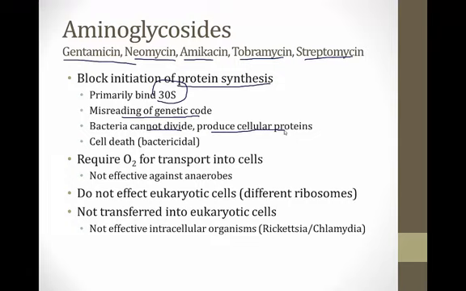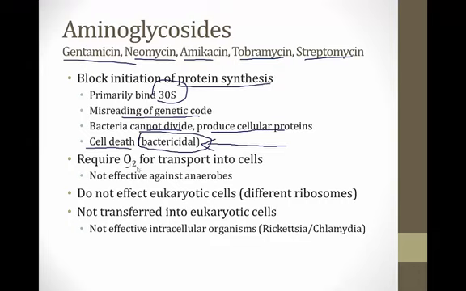Now, some of the misread proteins will go to the cell surface and cause the bacteria to become more permeable to solutes in water. This will lead to bacterial cell death. And aminoglycosides are unique among the protein synthesis inhibitors in that they are bactericidal. Most protein synthesis inhibitors are bacteriostatic, meaning they stop bacteria from growing, but they don't kill them. Aminoglycosides are unique in that they kill bacteria.